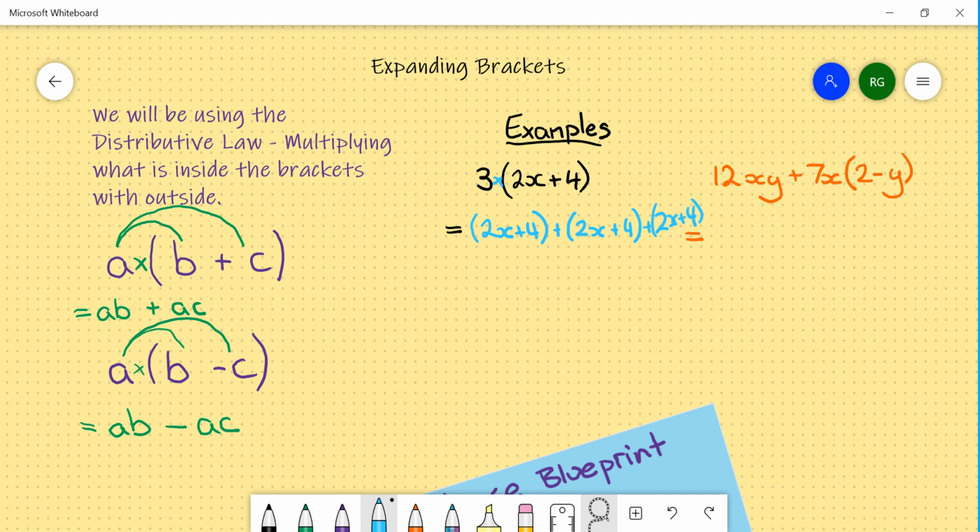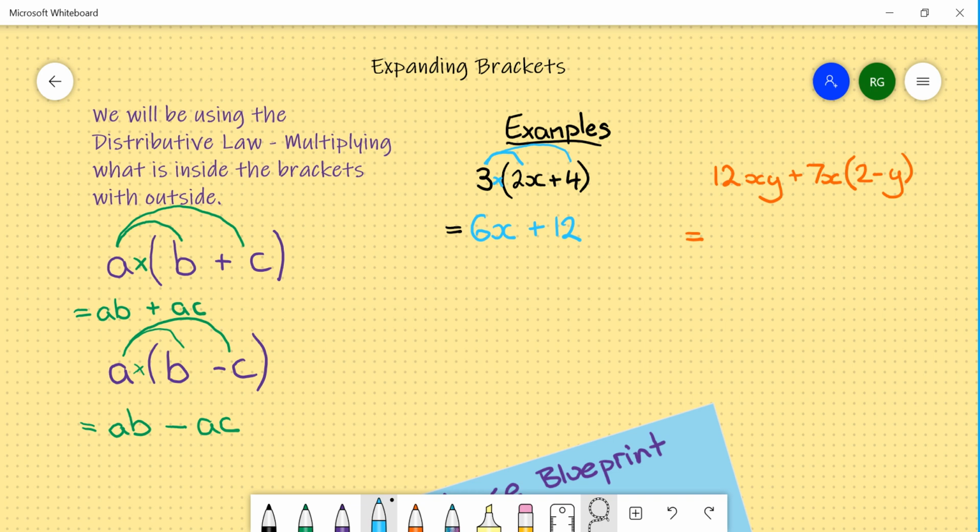Now that would become a long convoluted way of writing out the same thing. It's just like when you have 3 times 7, we don't write 3 plus 3 plus 3 plus 3 plus 3 and so on. We're going to have a shortened version. So here we apply the same principles. 3 multiplied by 2x becomes 6x. This is stuff that we know from previous lessons. 3 multiplied by 4 is 12. And that's as simple as we can make this expression.